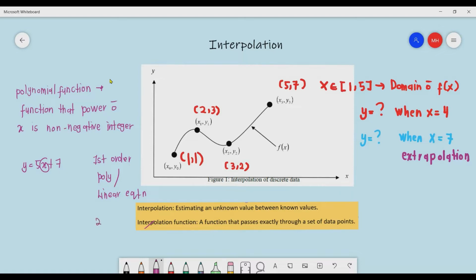Then we have the second order, which is known as a quadratic equation. For example, y equals 4x squared plus 3x plus 1. This is a polynomial with order 2. And also we have up to the nth order. So why do we use the polynomial? Because it is easy to evaluate the unknown using a polynomial function as compared to other functions, for example trigonometric and ln. This polynomial function is much more straightforward.